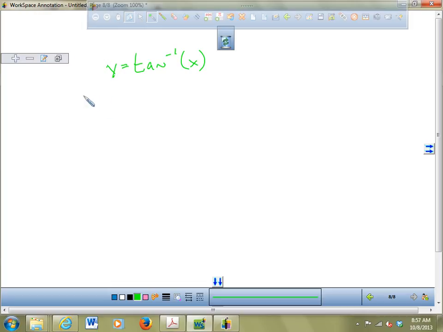So this means that tan of y equals x, right? So I'm going to take the derivative of tangent of y. What's the derivative of tangent of y? Come on. Secant squared y times the derivative of y, which is dy dx. I'm going to call y prime. What's the derivative of x? 1. And so I get that y prime is equal to 1 over secant squared y.